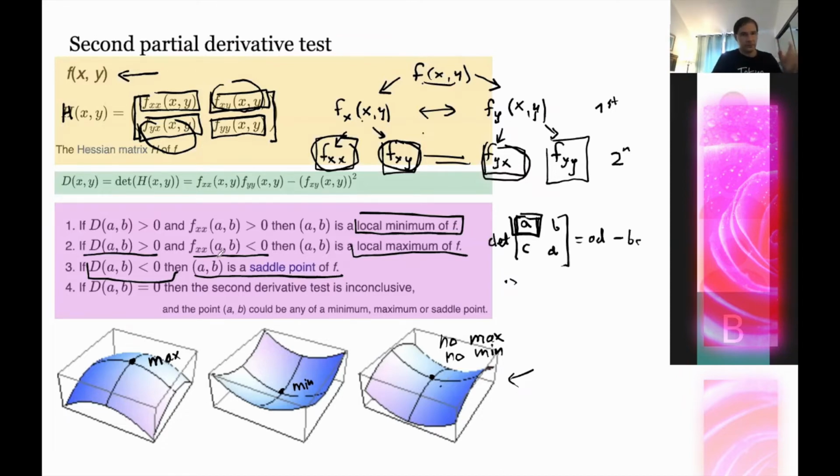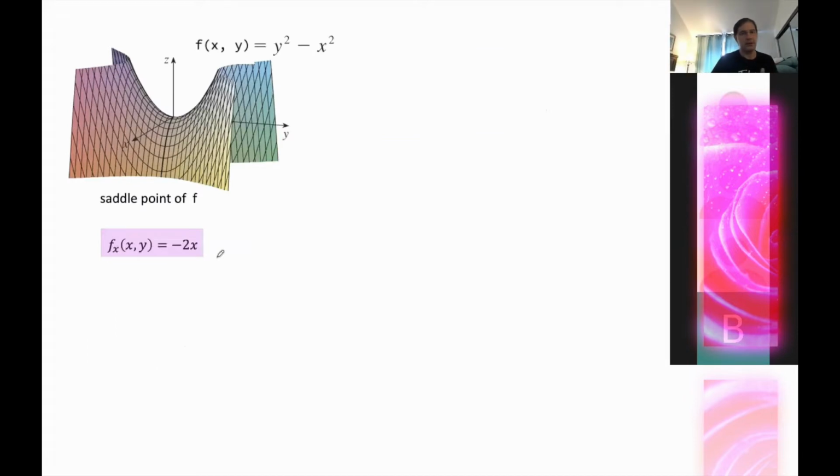So, okay, specific example. Let's take this function f of x, y equals y squared minus x squared. Okay, so here, the function looks like this, and obviously we can see right from the graph that this is going to be a saddle point of this function. But let's say, for example, that the graph is not available, and maybe the function is much more complicated than this one.